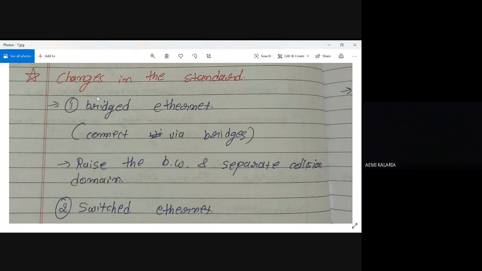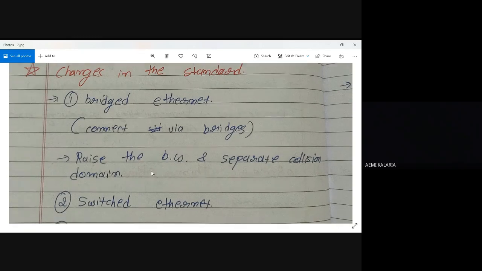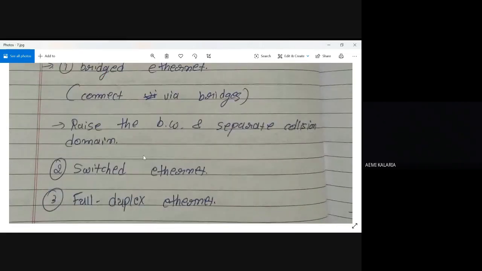a bridge can reduce the collision domain. A bridge has some memory, so it works more efficiently compared to a normal hub. It filters or analyzes something and then forwards. So the collision domain is reduced whenever we use this bridge. Connection via bridges raises the bandwidth and separates the collision domain. So bandwidth is also raised as well as separation of collision domain. So it is useful if we use bridged Ethernet.